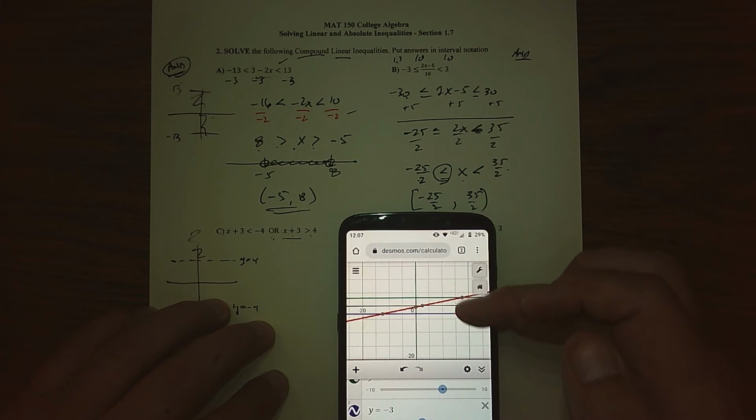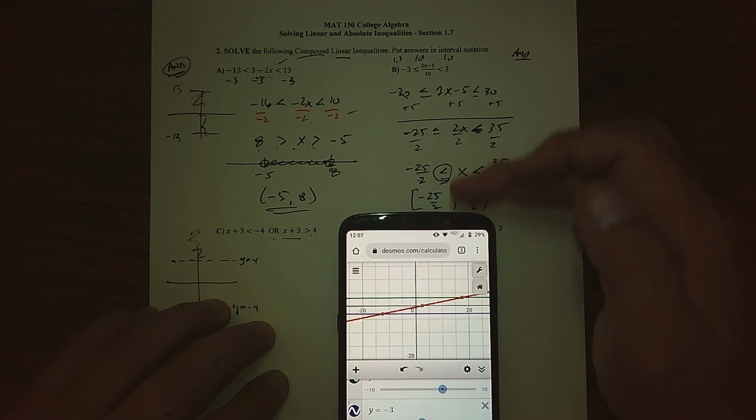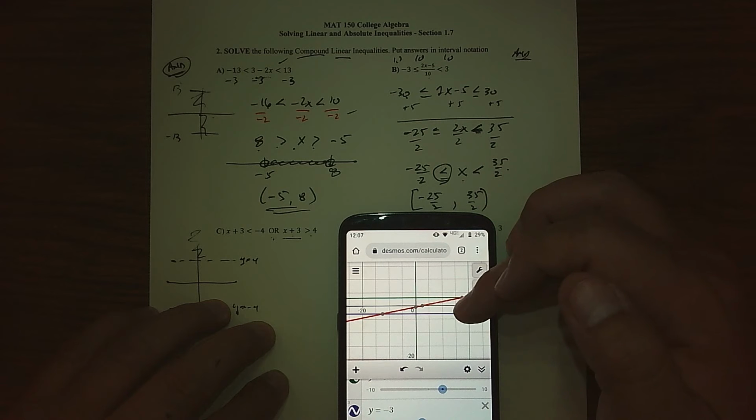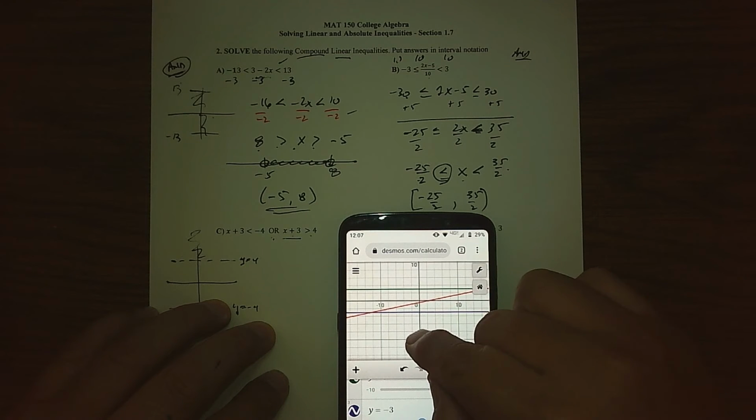And we can see that it's sitting between -3, that's that kind of grayish line, and +3. Where is it sitting? Well, that first value we know to be -25 over 2, about -12.5. And the other one is about 17.5. So you can see it's close to 20. So it seems that my graph is right on the money.